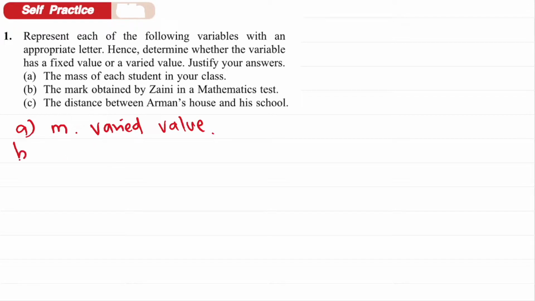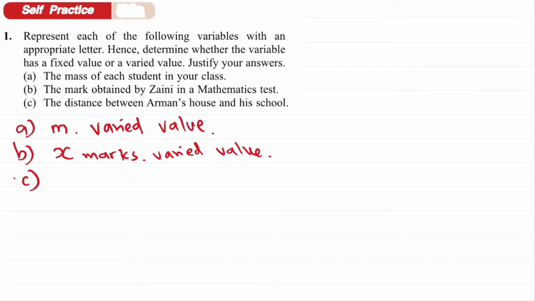Okay? Tengok B pula. The mark obtained by Zaini in a mathematics test. So, let's say kalau dia dapat X markah. Okay. Ini pun sama juga. Dia bergantung kepada berapa kali test dibuat lah. So, tak semestinya dia akan dapat 90 je memanjang. Bergantung kepada kesukaran matematik test tersebut. Betul tak? Kalau test tu senang, dia akan dapat markah tinggi. Kalau test tu susah, dia akan dapat markah dia kurang. So, kita boleh kata dia adalah varied value.